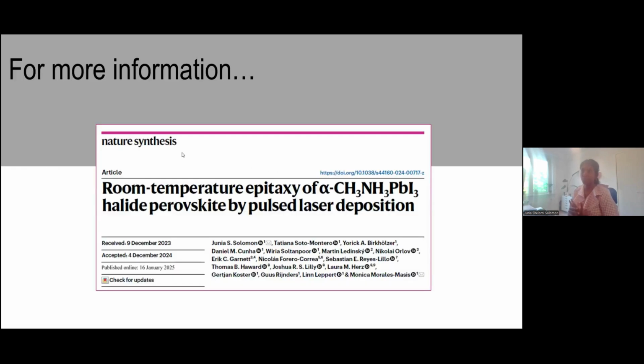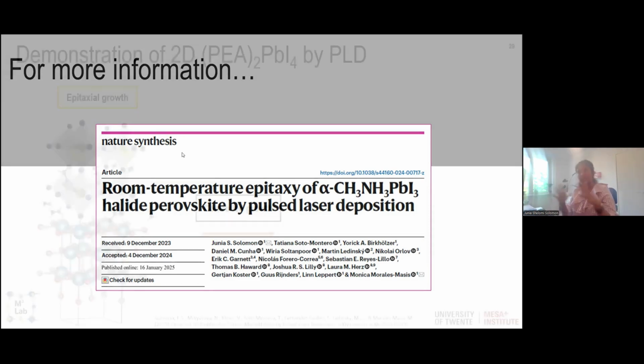So for more information, in the paper we show the DFT calculation and even the charge carrier transport measurements. So if you're interested, you can check them out. Unfortunately, it's not open access, but if you want a copy, you can send me an email and I can share the PDF with you.